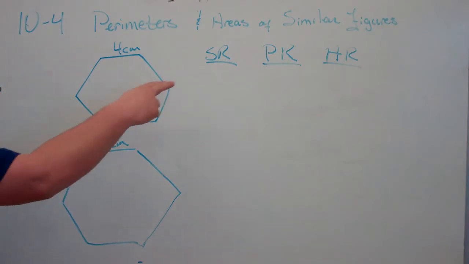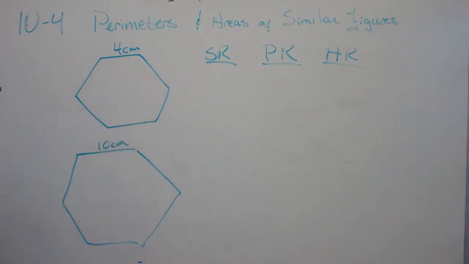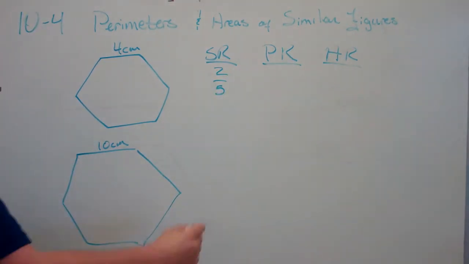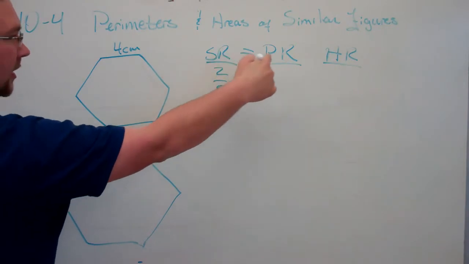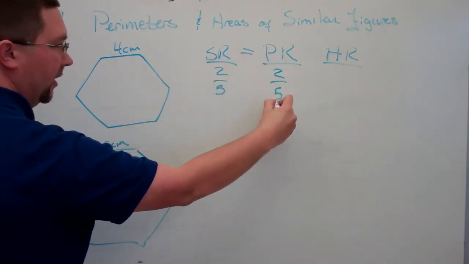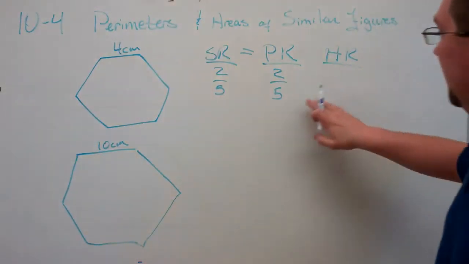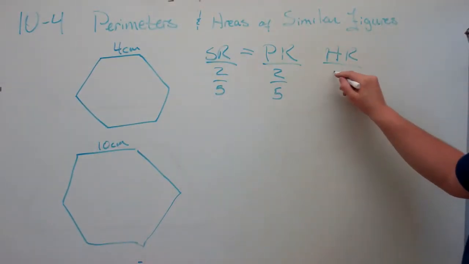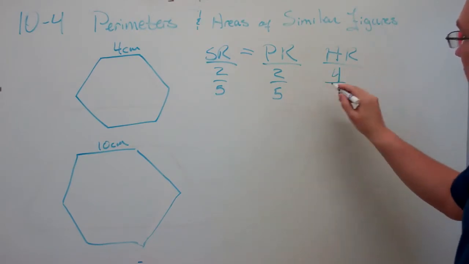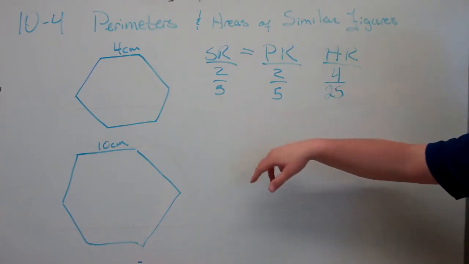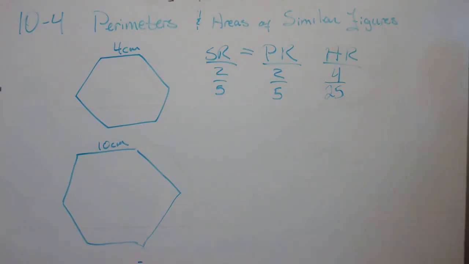Alright, so your similarity ratio would be 4 over 10, which of course reduces down to 2 over 5. And remember, your similarity and your perimeter ratio are the exact same thing, so both of those are 2/5. And your area ratio is simply this one squared. So 2 squared is 4, 5 squared is 25. Hopefully you got those three values. Similarity ratio 2/5, perimeter ratio 2/5, area ratio 4/25.